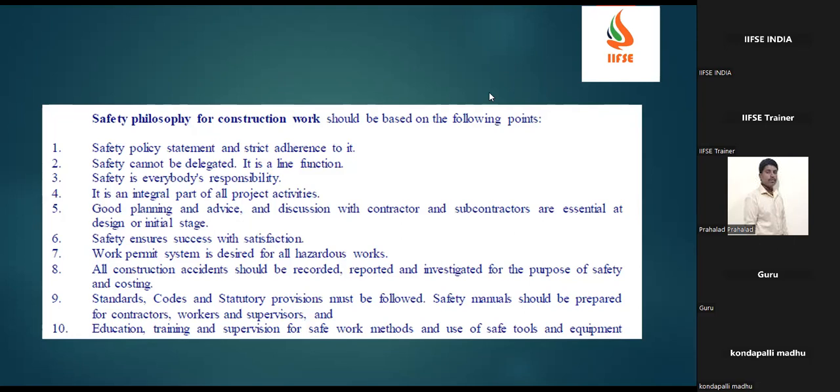Yesterday we have seen the philosophy of construction work, and what is meant by policy. We have discussed how we are integrating good planning in safety, and we have discussed standards and statutory provisions which are required for the construction industry. We have discussed the safety manual and what content needs to be covered in it.